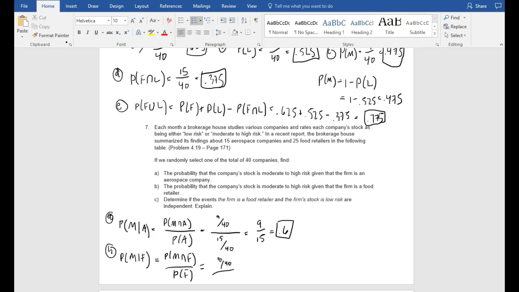And probability of F is 25 over 40. 40s cancel out. We get 10 over 25, which is equal to 0.4.